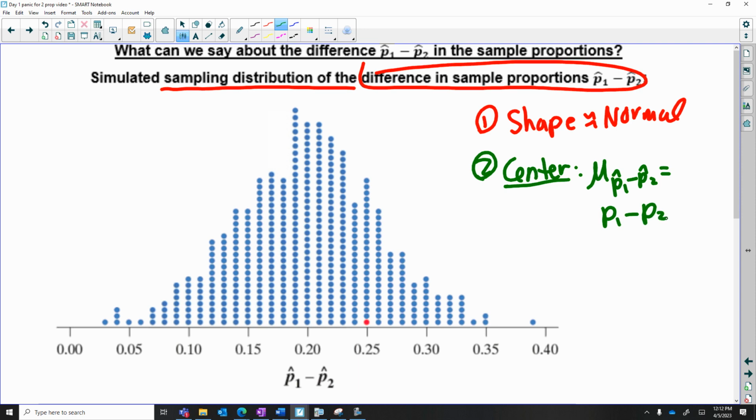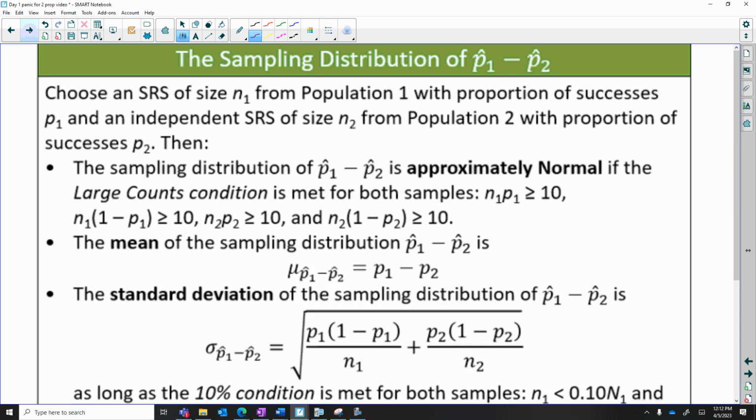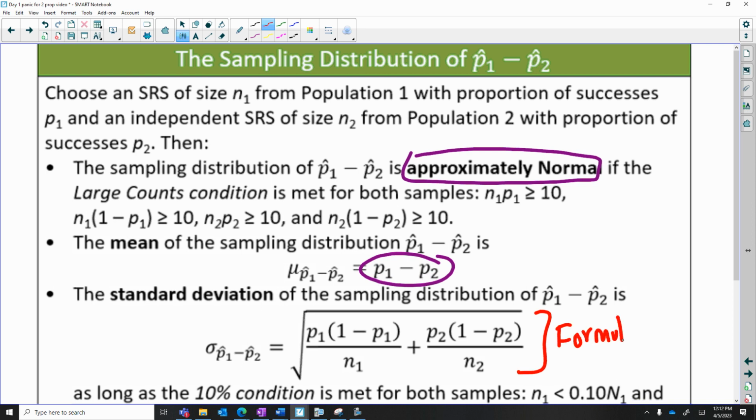And then the spread is that formula from the reference sheet. I'm not going to write it again. I'm just going to show you on the next slide, which sums up all that I just said. The shape is approximately normal as long as those conditions are met. The center is centered at the true parameter, p1 minus p2, and the standard deviation is this formula here. Now this formula is on the formula sheet. I showed you where it is located. I think this formula should be on the formula sheet too. Let me double check right now, but it should be right next to the standard deviation.